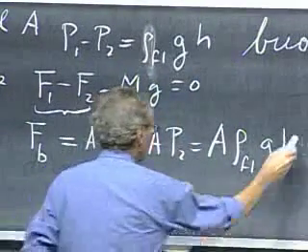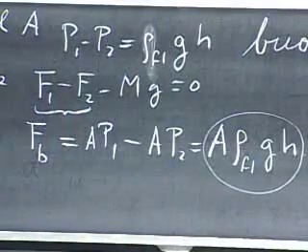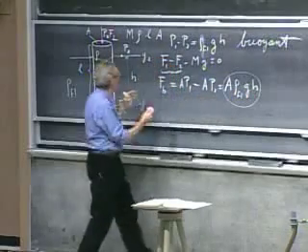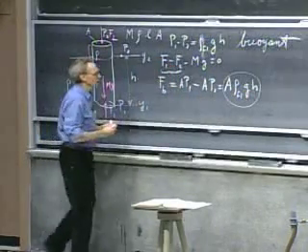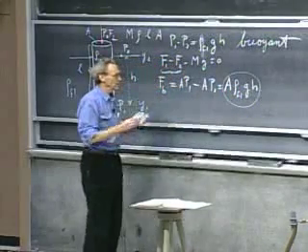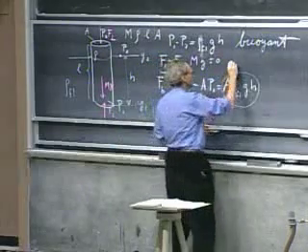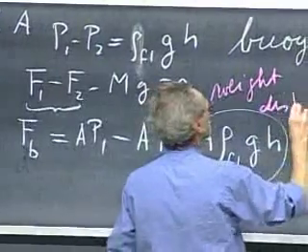And when you look at this, this is exactly the weight of the displaced fluid. The area times H is the volume of the fluid which is displaced by this cylinder, and you multiply it by its density, that gives its mass, multiplied by g, that gives its weight. So this is the weight of the displaced fluid.